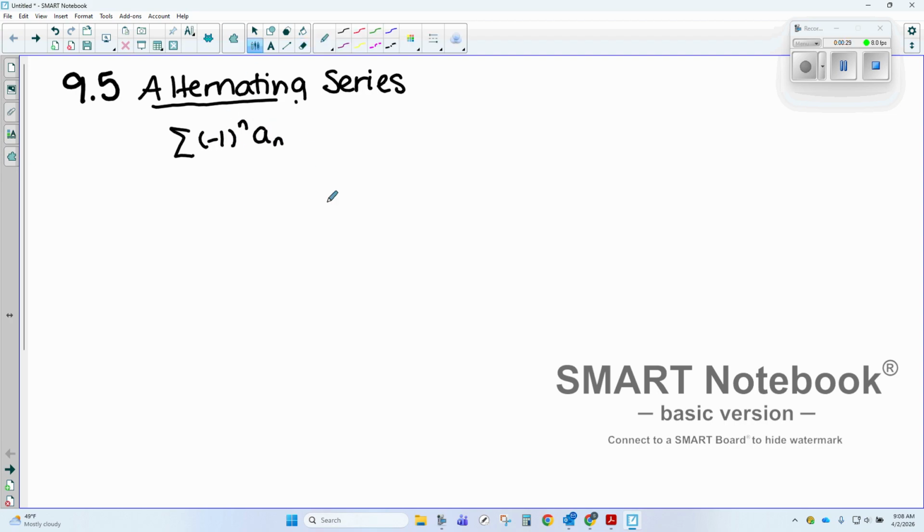Times a sub n. Okay, so when we talk about the a sub n pieces, we're not talking about the alternating part with the positive or negative sign. We're talking about the other piece of the series. An alternating series might also start with an n plus 1 for the power or n minus 1. That will just be determined by where we're starting for n and whether we want our first term to be positive or negative.